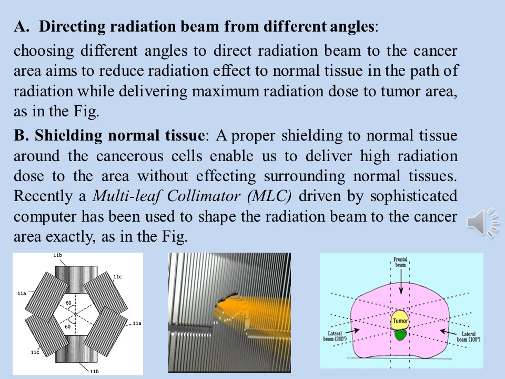b. Shielding normal tissue. A proper shielding to normal tissue around the cancerous cells enables us to deliver a high radiation dose to the area without affecting surrounding normal tissues. Recently a multi-leaf collimator, MLC, driven by a sophisticated computer, has been used to shape the radiation beam to the cancer area exactly, as in the figure.